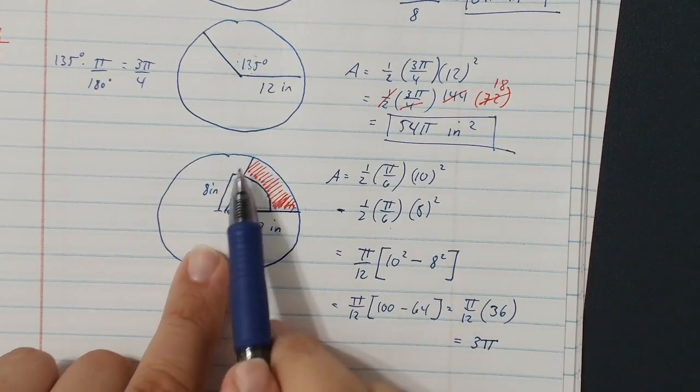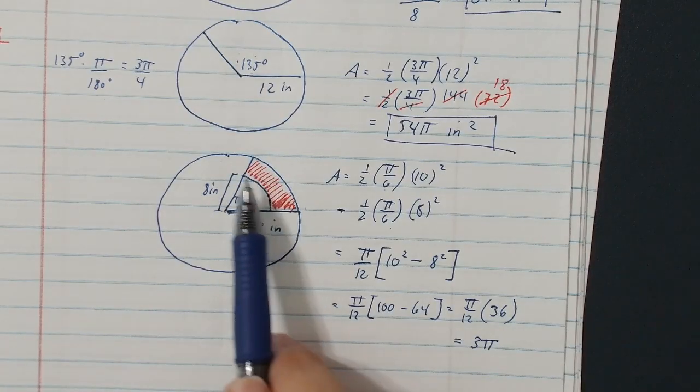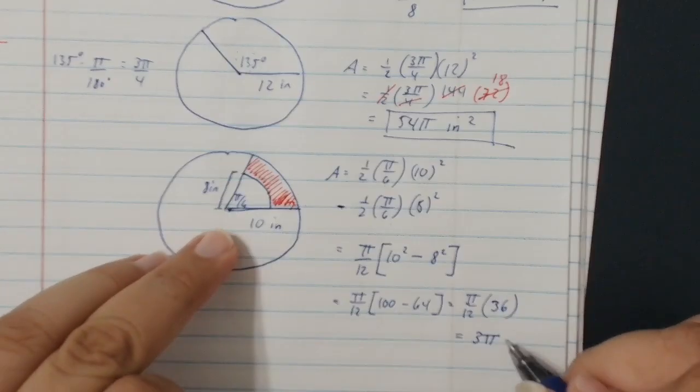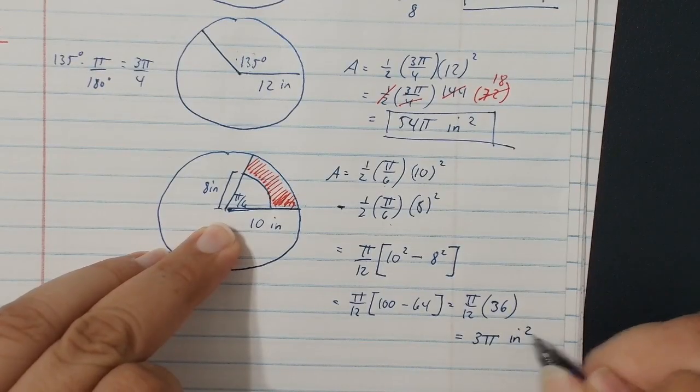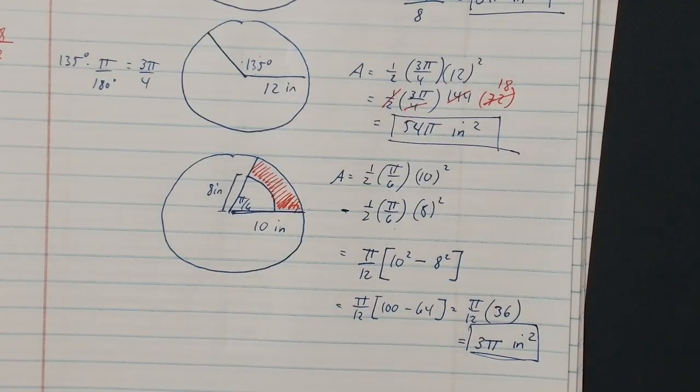So in the end, I had a bigger sector, but when I took out the smaller sector, that little crust in red there was left over, and that gave me an area of 3 pi square inches. And that makes us happy.